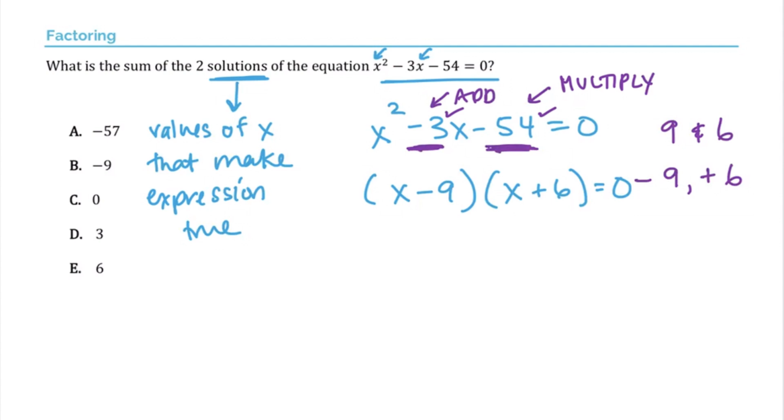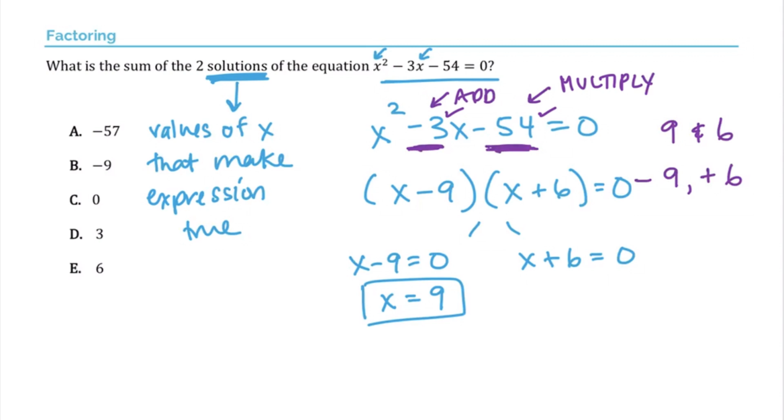Because now to be able to get our solutions, which remember is what we're supposed to do, I'm going to separate this into two parts. I know that x minus 9 equals 0, and I know that x plus 6 equals 0. I'm going to add 9 to both sides to solve, and I get that x equals 9. Because I'm adding 6, I'm going to subtract 6 from both sides to solve. So I end up with x equals 9 and x equals negative 6.